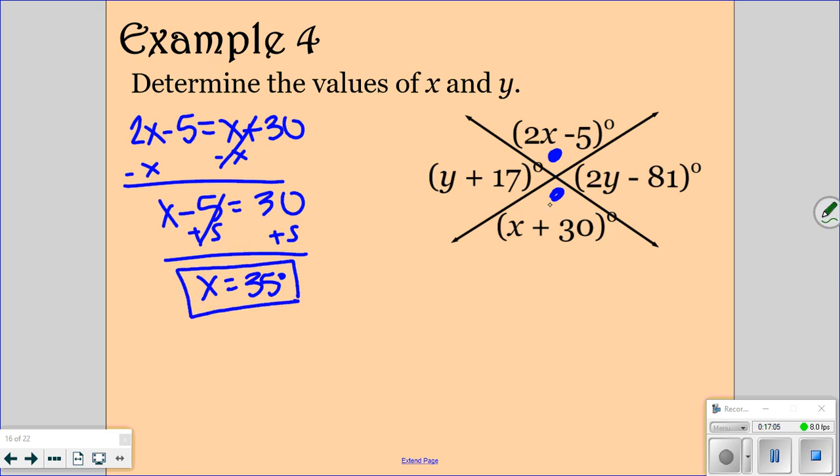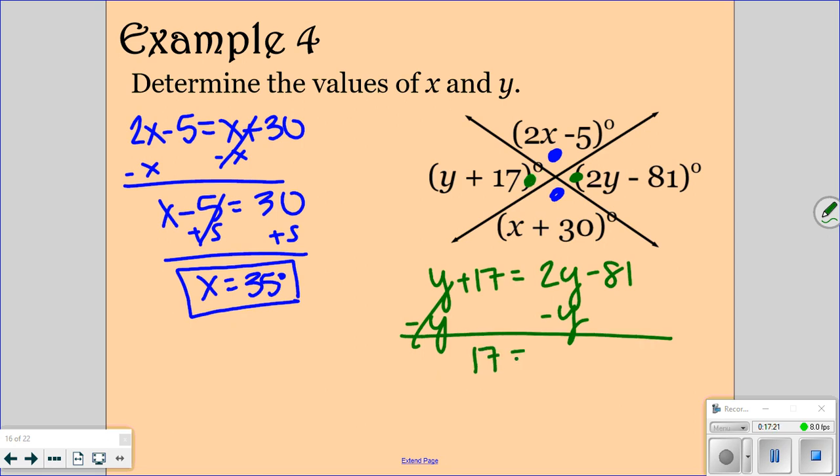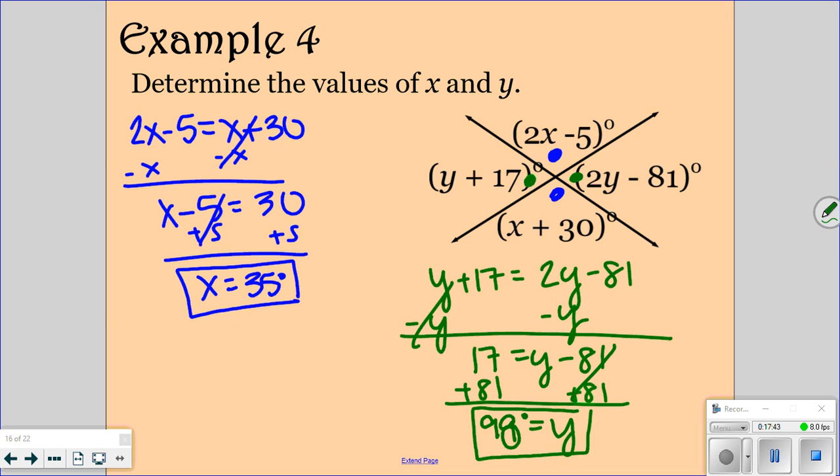Okay? For y, vertical angles are congruent. So these two angles are congruent. So y plus 17 has to equal 2y minus 81. So if I subtract y from both sides, I get 17 equals y minus 81. And then if I add 81 to both sides to get y by itself, I get that y equals 98 degrees. Okay.